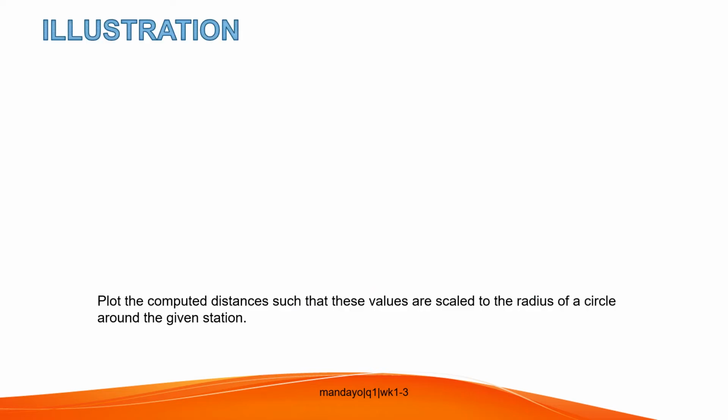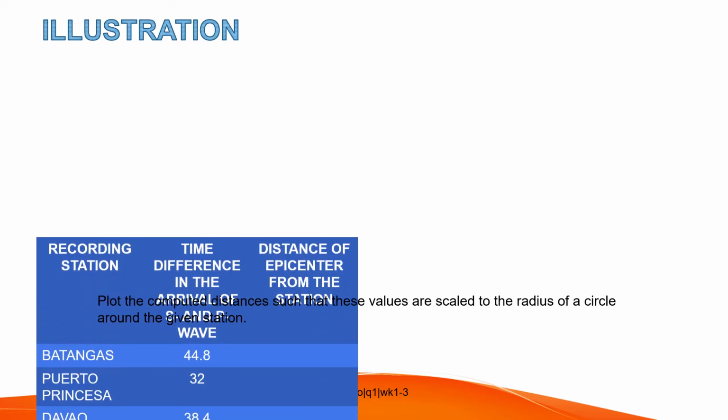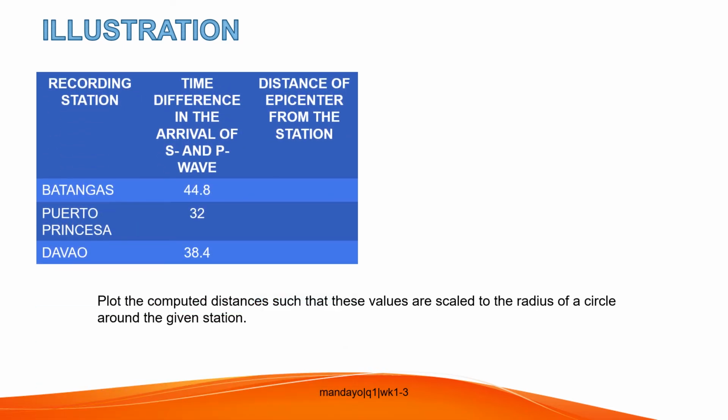Let's have an example of how the triangulation method is done theoretically. Given our recording stations Batangas, Puerto Princesa, and Davao. From these stations, we have recorded time difference in the arrival of S and P wave as 44.8, 32, and 38.4 respectively. Using the formula above, let us identify the distance of the epicenter from the station.